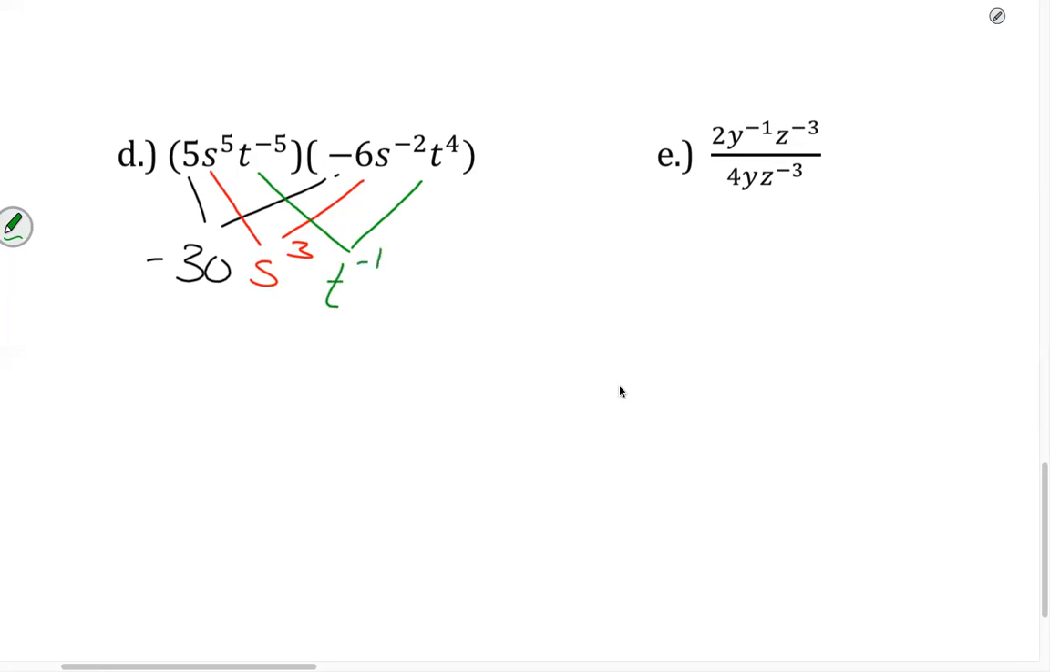Now, this problem, not done yet. The negative 30 has a positive exponent. The S has a positive exponent, but the T has a negative 1. So it can't be there, Lance. So it goes down bottom. And now we're done. Caroline.